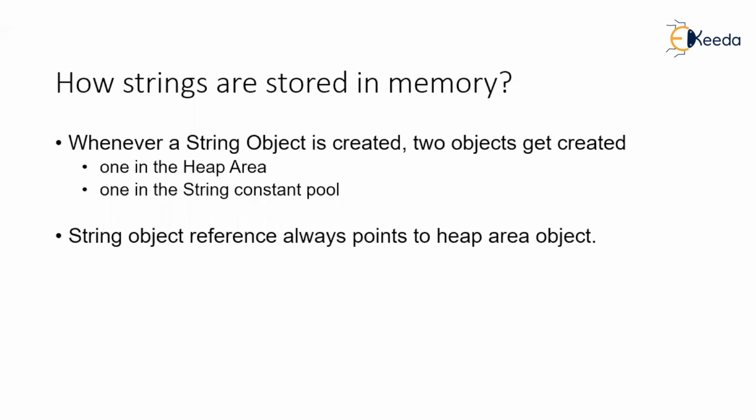Now let's see how strings are stored in memory. Whenever we create a string, or whenever a string object is created, internally two objects are created. One object in the heap area and another object in the string constant pool, which is also termed as the string pool. How these are stored internally, we will discuss in forthcoming sessions.